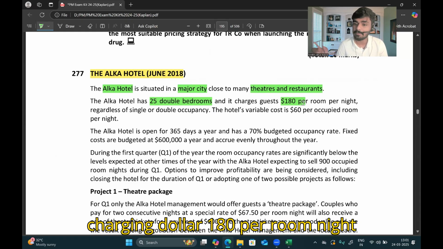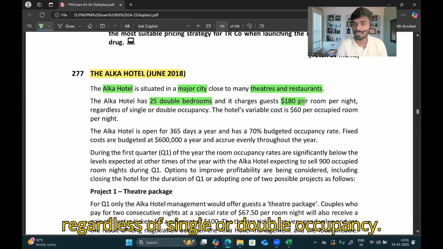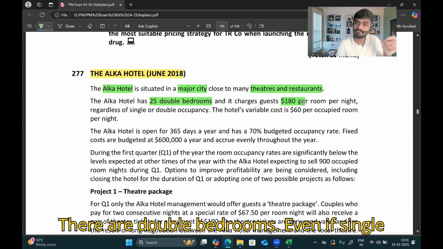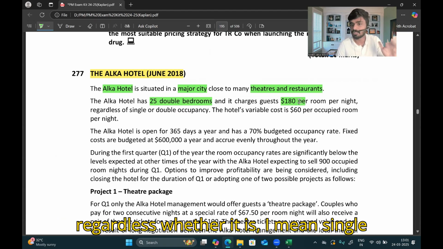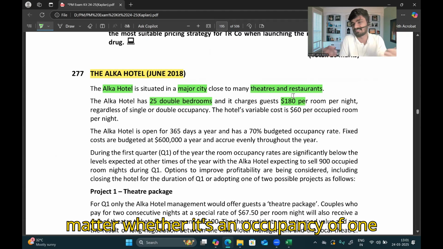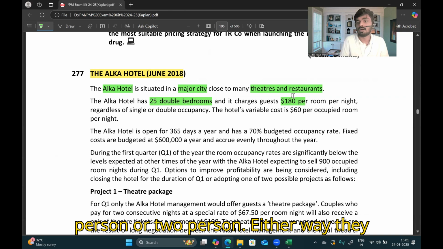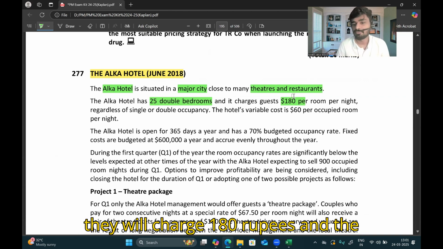They are charging $180 per room night, regardless of single or double occupancy. Even if it is single occupancy, they are charging 180, no matter whether it's an occupancy of 1 person or 2 persons. Either way, they will charge 180.